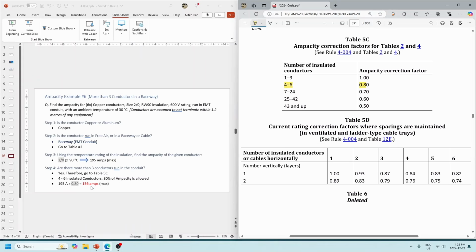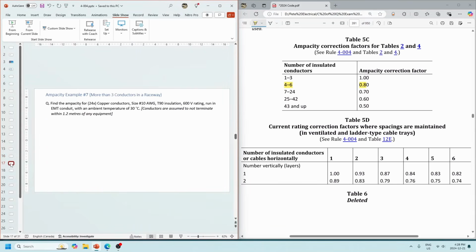and that should give us 156 amps max. Okay, so keep in mind that we did all the previous 5 examples using tables 1 through 4. Now we've got 6 conductors, so now we're starting to make use of table 5C. A lot of the times you're going to have more than 3 conductors in the conduit, so we're most likely going to be making use of table 5C going forwards.